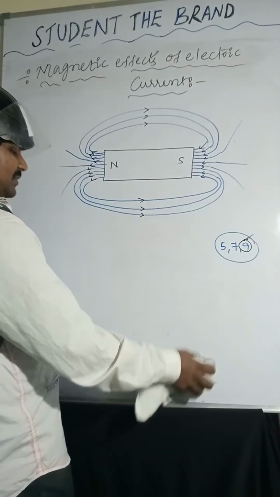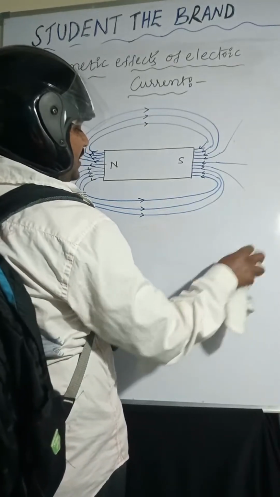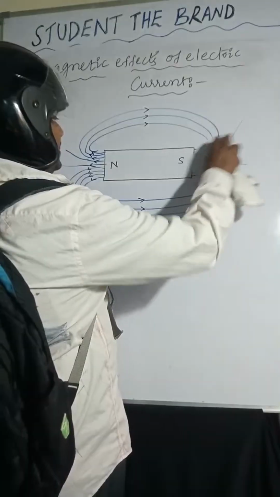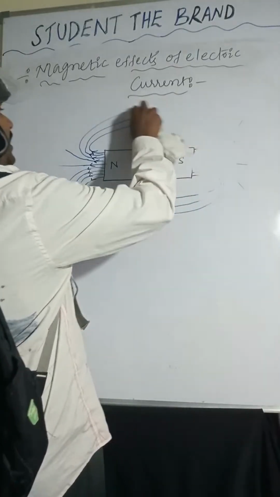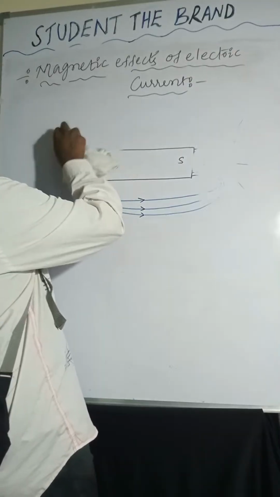Okay, so next one, we will discuss the current carrying conductor. The straight wire is the same thing only, I previously explained that concept. And next one, we can go to the loop.